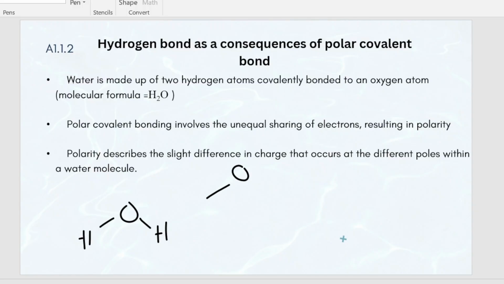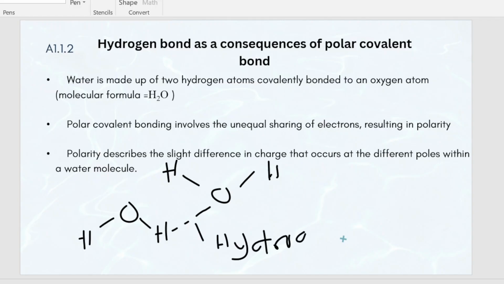Okay, this is another water molecule. Now between this water molecule, the hydrogen bond exists between the oxygen and the hydrogen. So this is the hydrogen bond illustrated here.